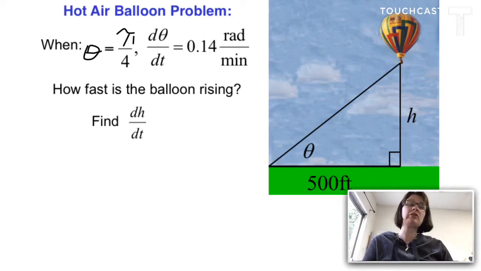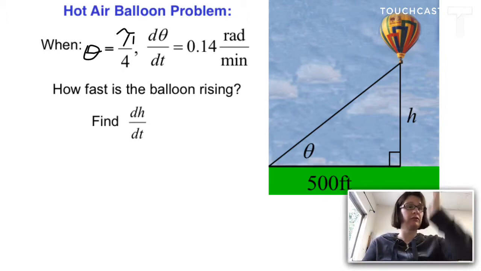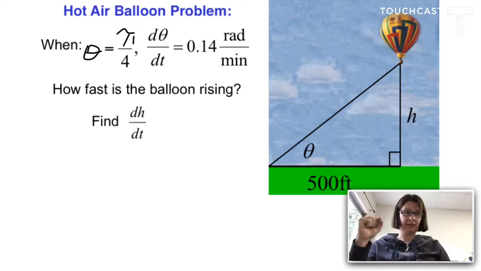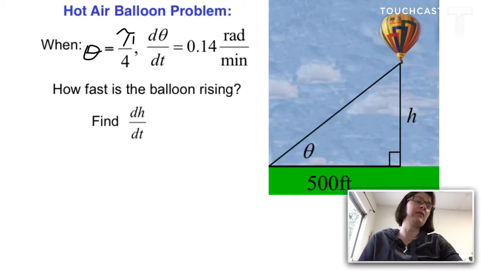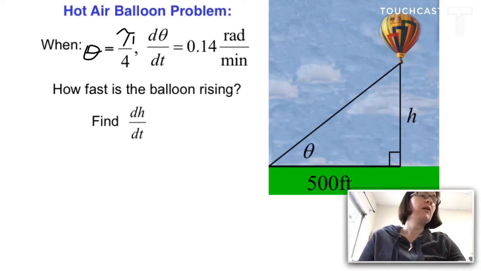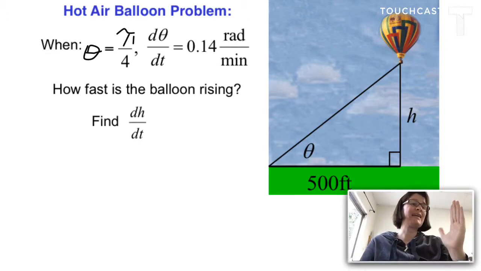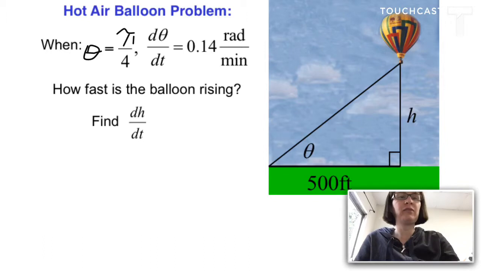So if you can make a picture like this that includes the balloon moving up and 500 feet away, there's someone or something on the ground who's got an angle that's changing, you can come up with this picture. And if we look at this picture, the distance between the balloon and the ground is h. The rate at which that is changing is dh dt. So that's what we're looking for. We're looking for dh dt.